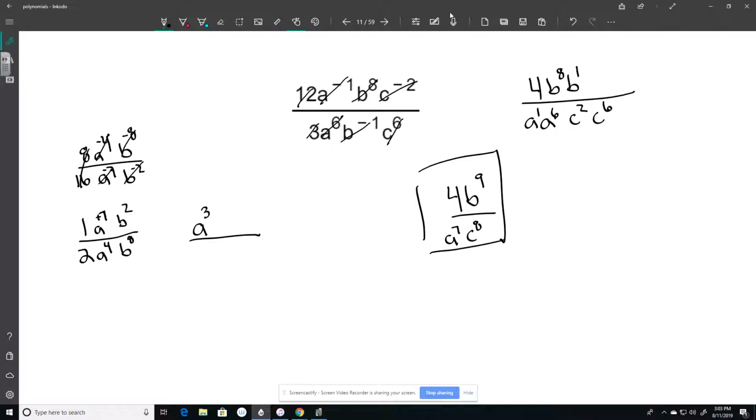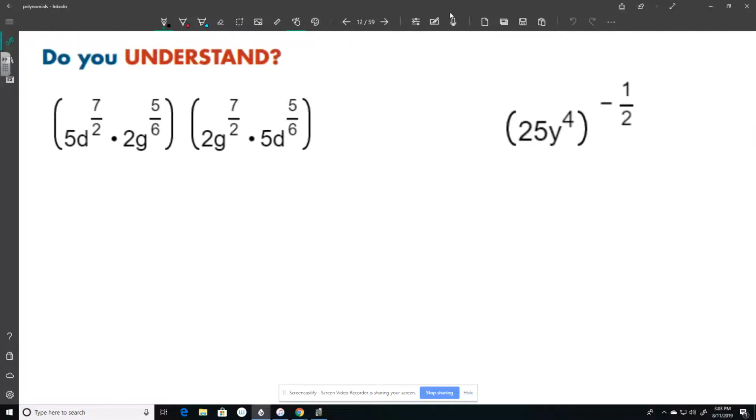So I'm going to be left over with A cubed on top. B squared on top, B to the 8th on the bottom. I've got more B's on the bottom. I've got 6 extra B's on the bottom, so B to the 6th is going to be left over on the bottom. So those are gone. And I'm left with 1/2, which I'm just going to put the 2 on the bottom. I'm not going to write the 1 because when you're multiplying, a 1 doesn't mean anything. It's just a 1. So that would be my answer there.